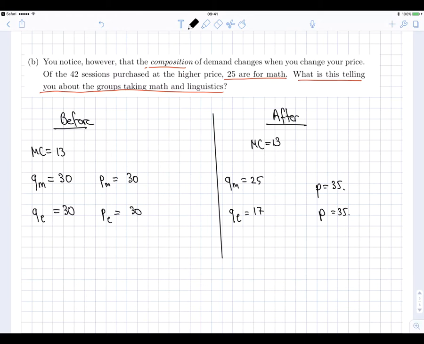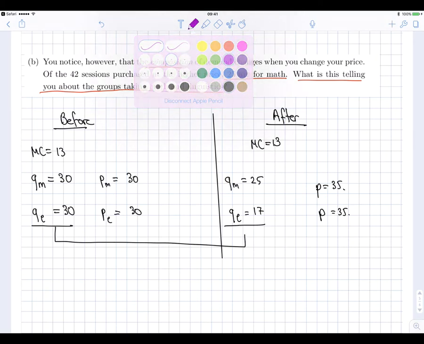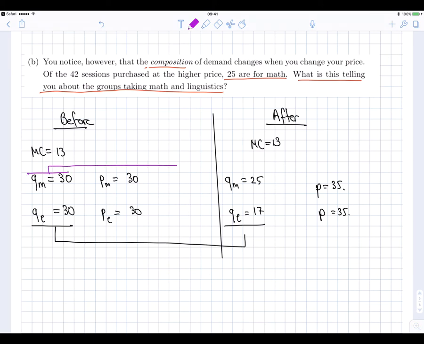What is this telling you about the two groups taking math and linguistics? Well, let's try to answer this very informally. You raise the price. Linguistics went from 30 to 17. Math went from 30 to 25. Price increased for both of them in the same way. So what can you say about these two groups?